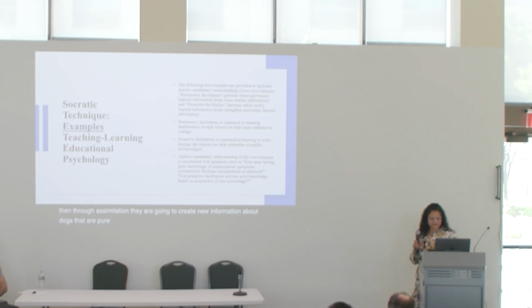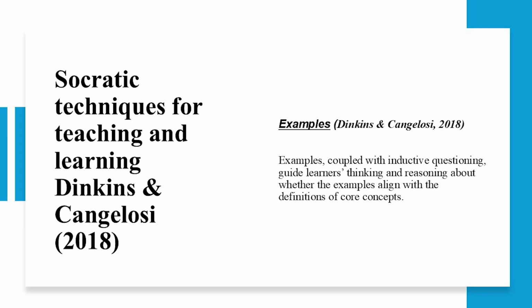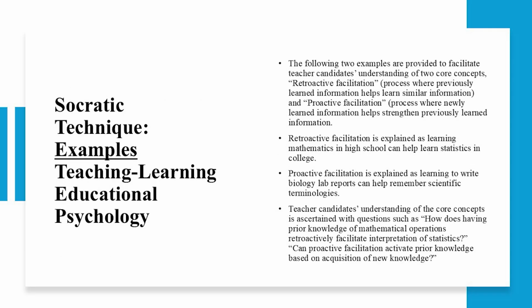And examples have to be given. So when they learn about retroactive facilitation and proactive facilitation, they are given examples about how retroactive means if students have learned math, they can do stats. Proactive would be if they know scientific terms, when they start writing lab reports, it helps them recall scientific terms.